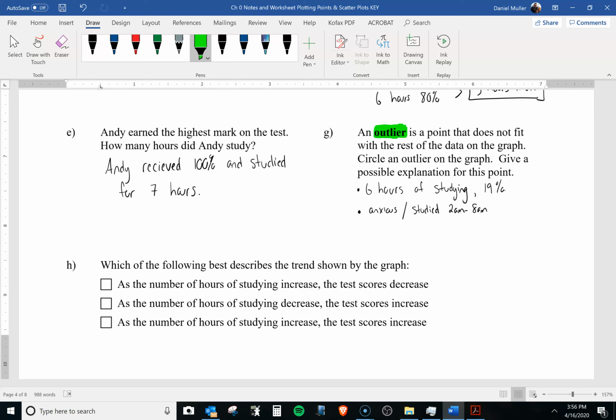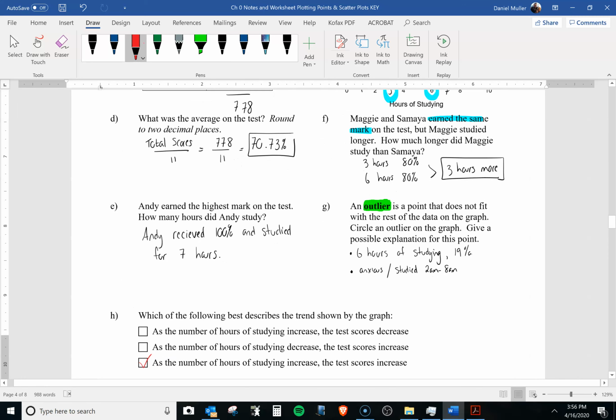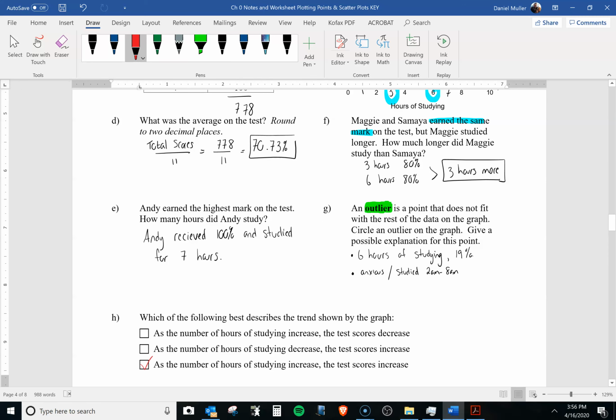As the number of hours of studying increases, your test score also increases. That to me is the pattern, is the trend. So the more hours you spend studying, the better your test score. So I'll just zoom out here so you can see all of those in case you need to make some sort of notes. And then there's a bunch of worksheets that you need to work on, and that's for this chapter, and we'll get on to interpolation and extrapolation in the next chapter.